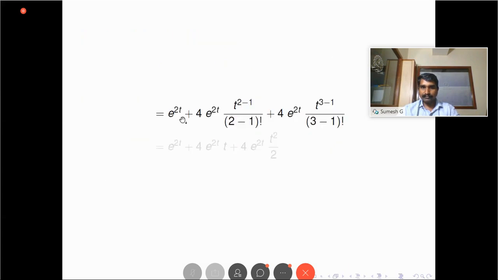It becomes e raised to 2t plus 4 into e raised to 2t into t raised to 2 minus 1 divided by (2 minus 1) factorial plus 4 into e raised to 2t into t raised to 3 minus 1 by (3 minus 1) factorial. So it reduces to e raised to 2t times the resulting expression.